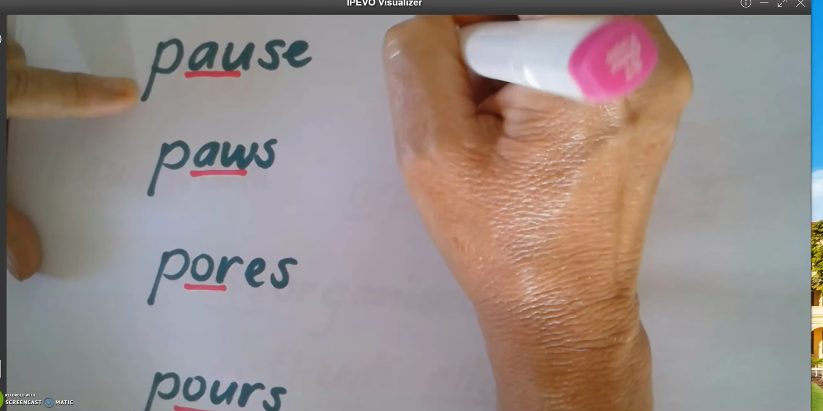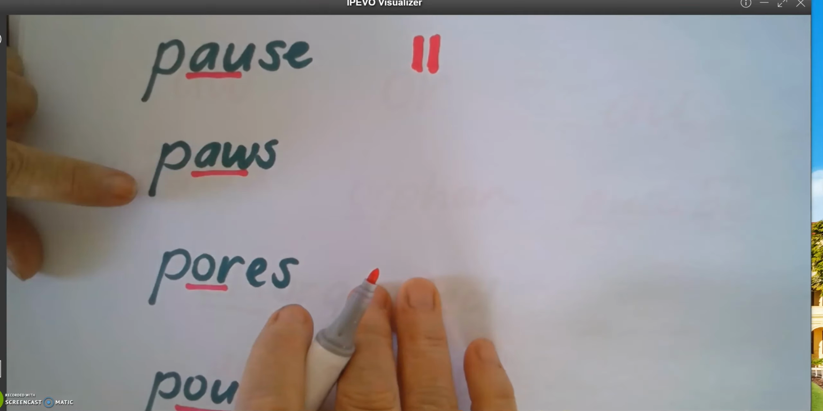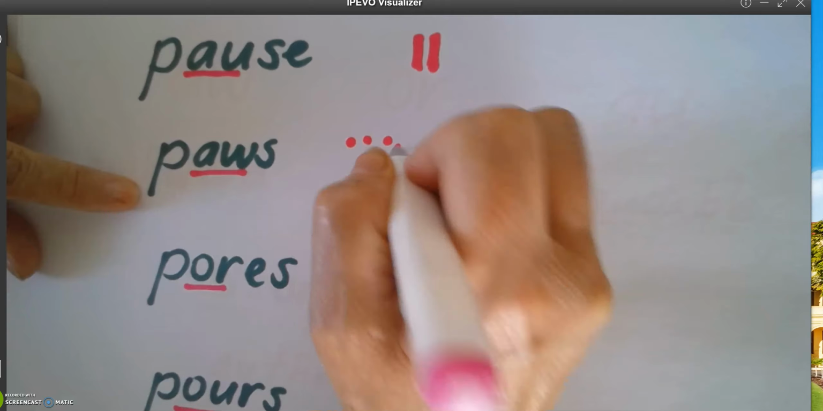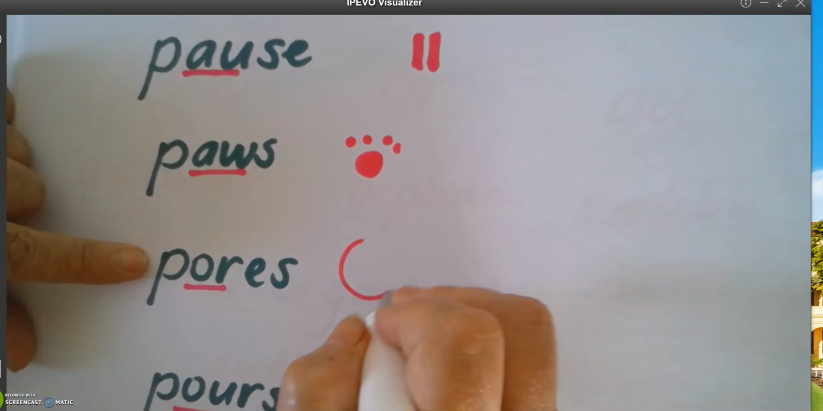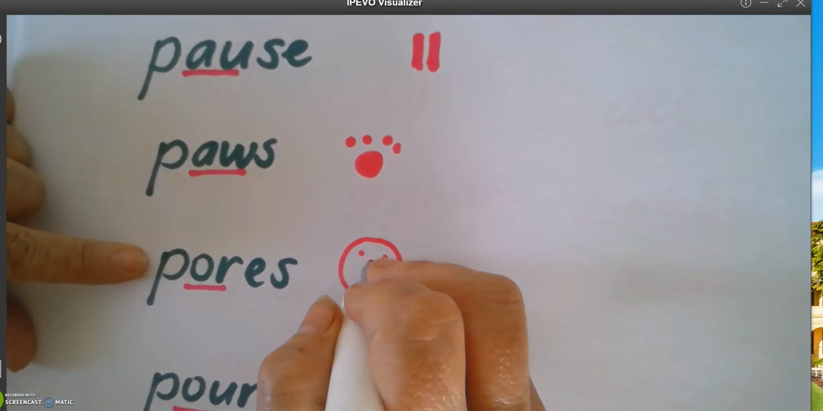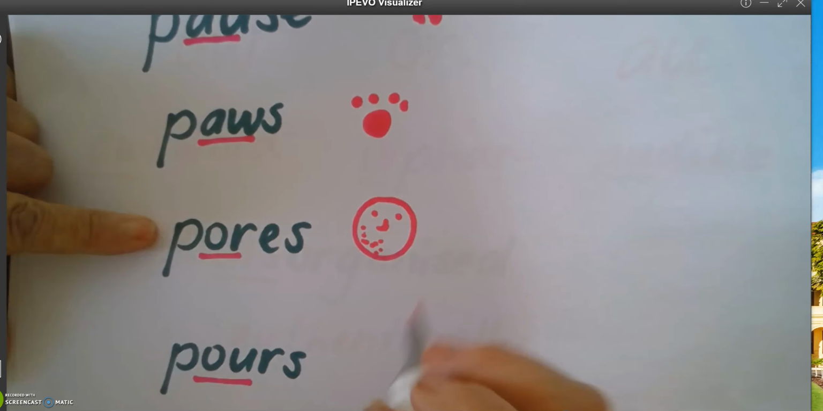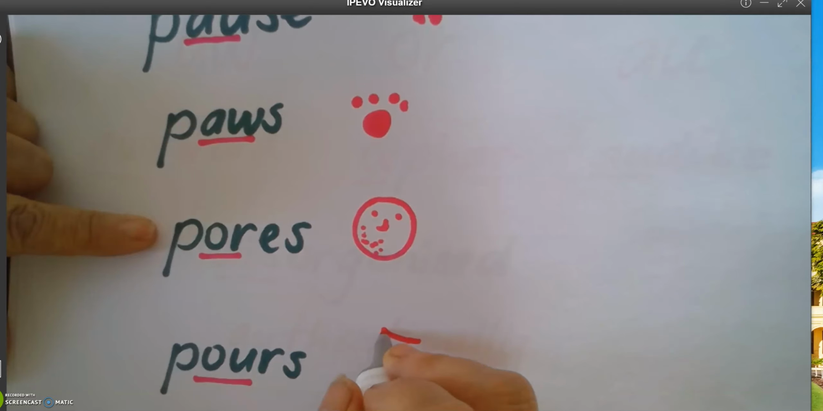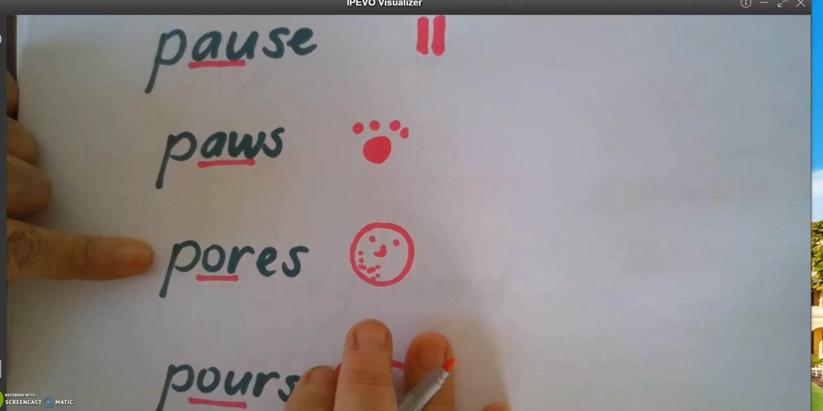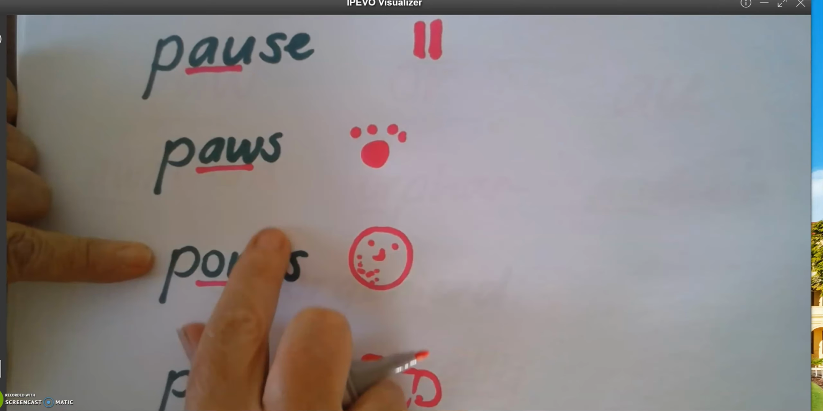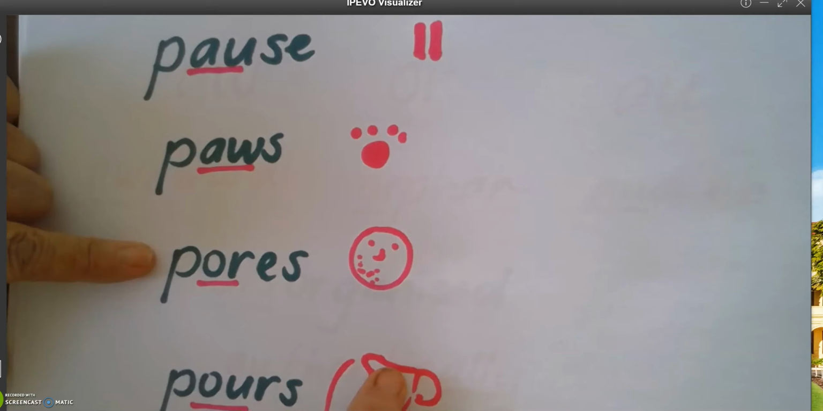You might know it as that symbol on your computer. Pause. Paws of a dog or a cat. Pores could be the pores in your face, in your skin. And this is pours, as in pours water out of a jug. So all of those words say "or", but are homophones. They sound the same, but they have very different meanings.